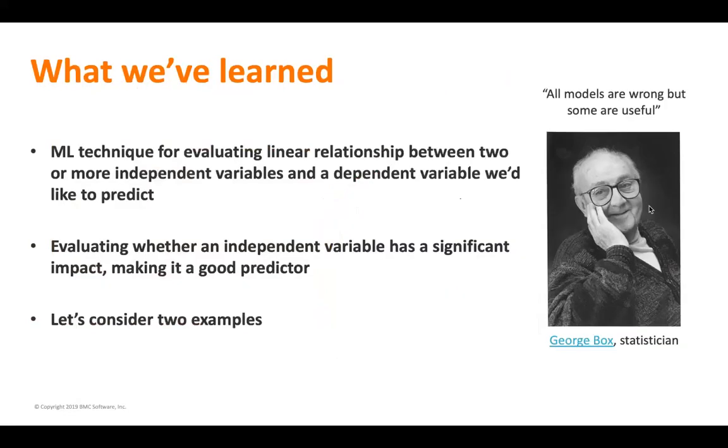All right, so let's review what we've learned and then let's look at some examples. What we've talked about here is a machine learning technique for evaluating a linear relationship between two or more independent variables and the dependent variable we want to predict: multiple linear regression. We've talked about how you have to evaluate whether the variable has a significant impact, which means it's a good predictor and you keep it in the model, or you get rid of it. And then, having identified the variables you want in your model, looking at both the magnitude of the impact for those variables as well as the goodness of fit, or the effectiveness of the model.